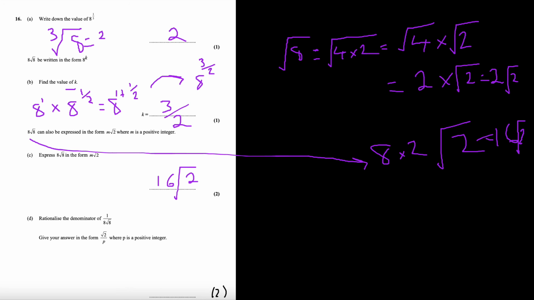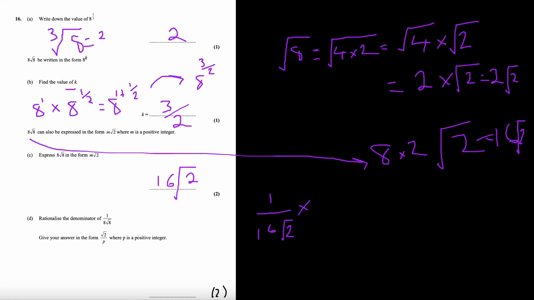Right, guys, part D. Rationalize the denominator 1 over 8 root 8. Give your answer in the form root 2 over p, where p is a positive integer. Okay, so rationalizing surds. What I'm going to do first of all, guys, is rewrite the bottom as 16 root 2. Rather than write that from the previous part, we know that root 8 simplifies to 2 root 2.